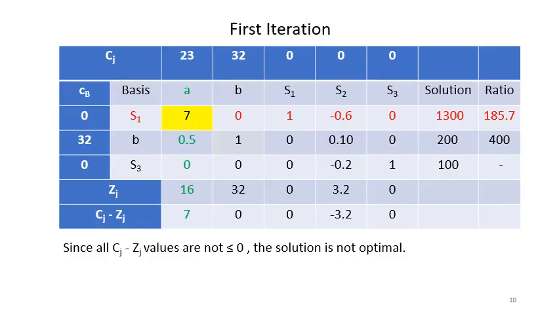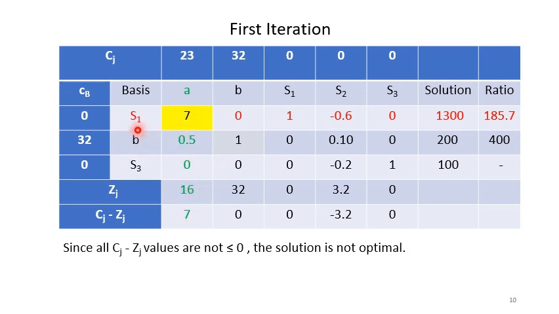So this will be your new table here. In the new table, with all these elements put in this table, you again find out the Zj values. The Zj values are again found out this way.